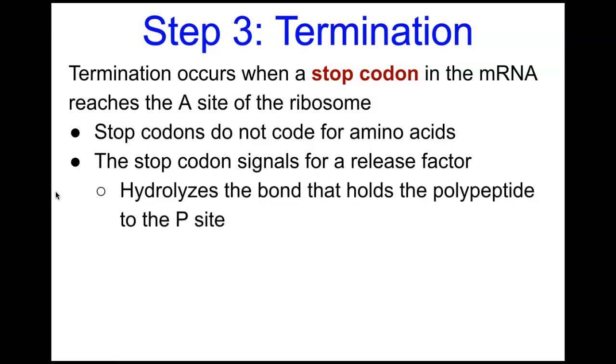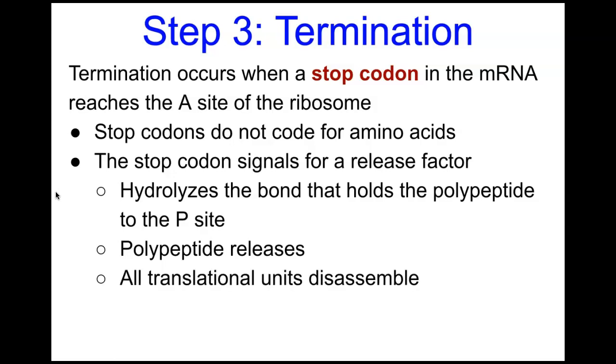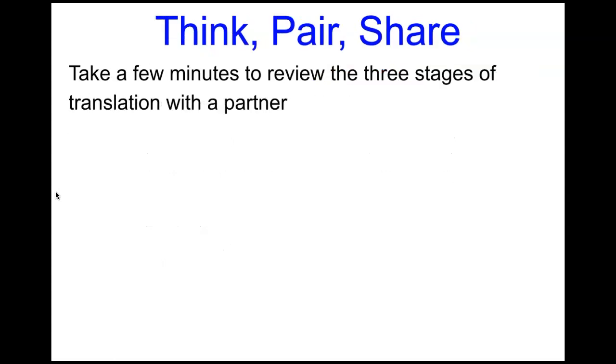And then when that release factor binds, you're going to hydrolyze the bond that holds the polypeptide to the P site. By hydrolyzing it, the polypeptide can be released from the P site, and all translational units, the small and large subunits that came together as the ribosome, can now begin to disassemble. There are three stop codons that could come into play to indicate the termination of this entire process.